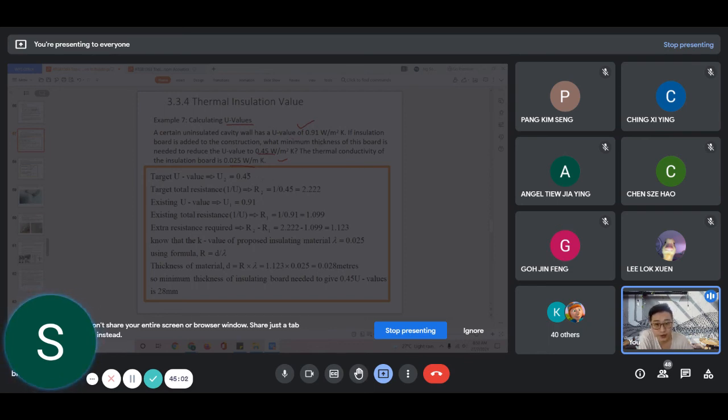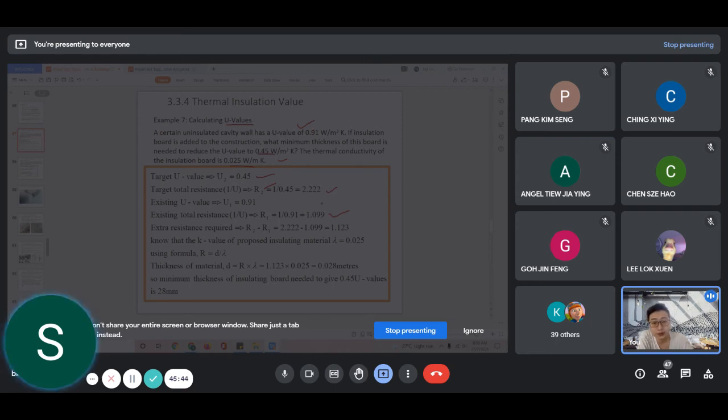So we will have to make use of the formula. First off, we have 0.45, which is the U value that we want. We cannot straight away work out this thickness. What we need to do is convert it into resistance, the total resistance of the building, using the formula R equals 1 over U. So we work out that the target resistance that we want is 2.22 and the existing is 1.09, using 0.19, the existing U value of this wall.